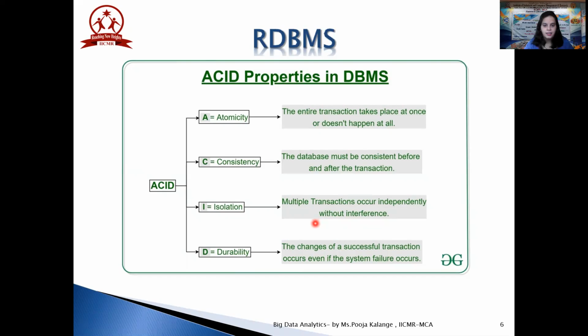Then we have durability. Durability gives the information about the reliability or the persistence of the data in the database. It means that the changes of a successful transaction persist even if a system failure occurs. So even if there is a system failure, whatever transactions have been done will remain persistent across the database. So that is said to be the durability.